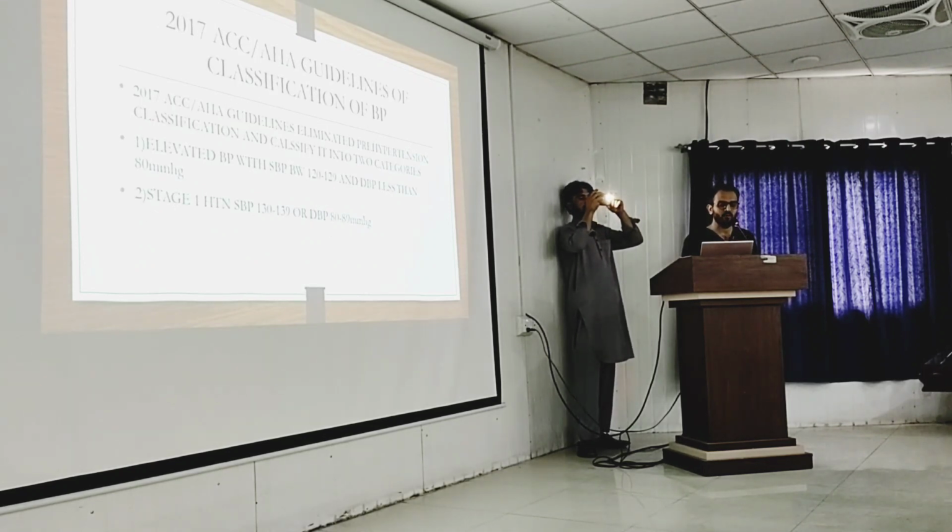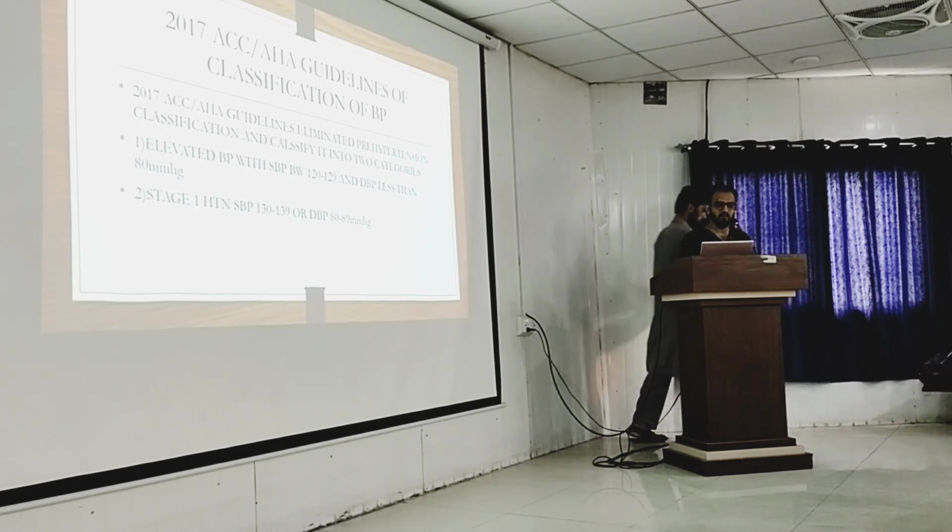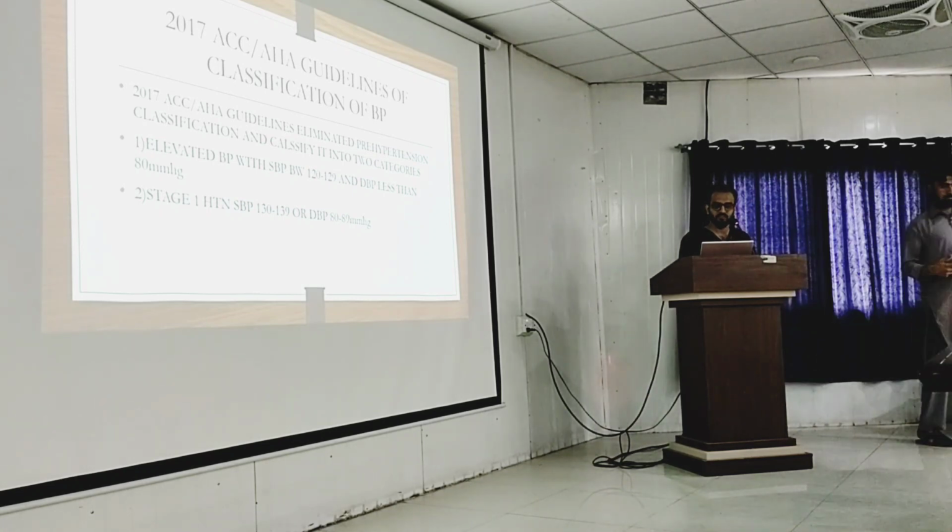2017 American College of Cardiology and American Heart Association guidelines for classification of blood pressure. In this guideline, they eliminated the pre-hypertension classification and classified into two categories. First one is elevated blood pressure, with systolic blood pressure between 120 to 129 and diastolic blood pressure less than 80 millimeter of mercury. Stage 1 hypertension, systolic blood pressure 130 to 139 or diastolic blood pressure 80 to 89 millimeter of mercury.